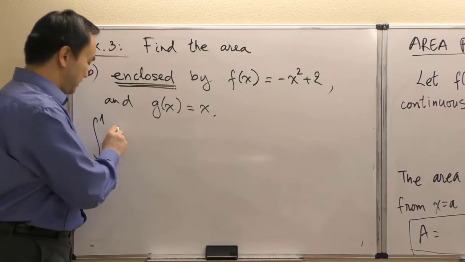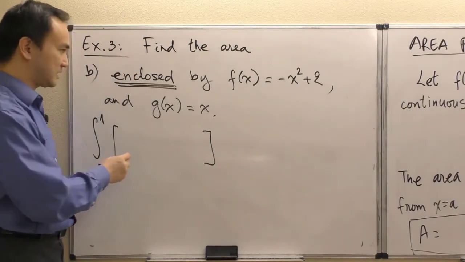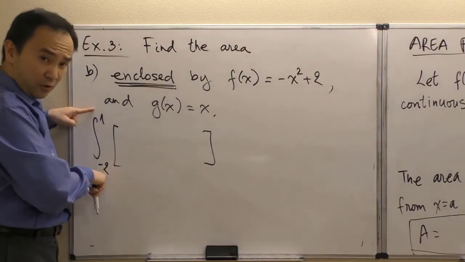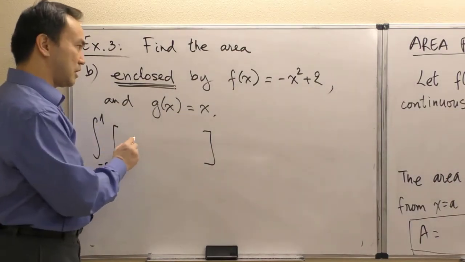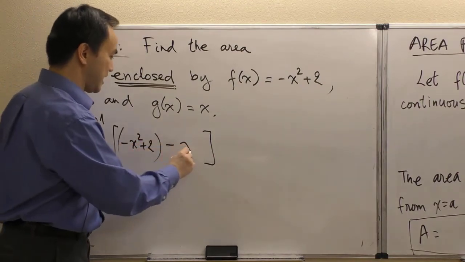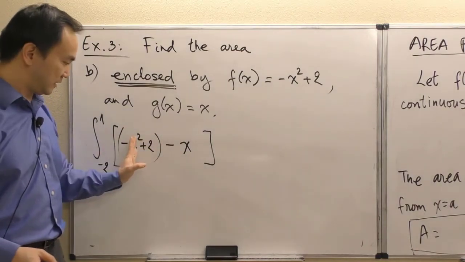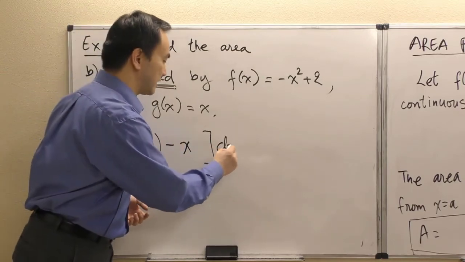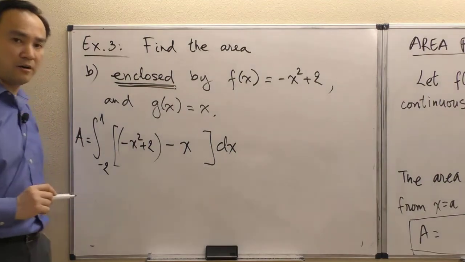Okay, and now between the two functions, who's above, who's on top? You have seen that through the graph, so it's easy to see that, at least in this interval, f of x is above g of x. That's what we saw through the graphs. So (-x² + 2) minus x, because f is above, g is below. So above minus below, or upper minus lower. And then we're producing that integral like that, and that gets us the area that I call A.